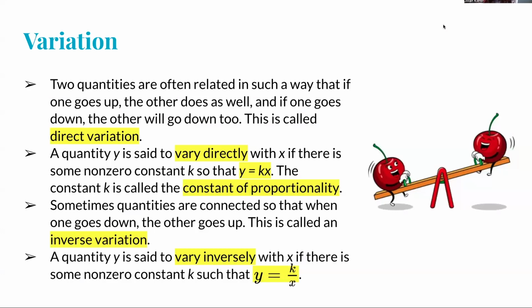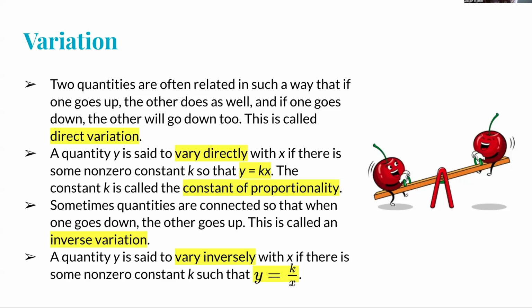All right, so now we have variation. Two quantities are often related in such a way that if one goes up, the other does as well. And if one goes down, the other will go down too. This is called a direct variation. So if two quantities are related and one goes up, the other will go up, and if one goes down, the other goes down. So that's your direct variation.